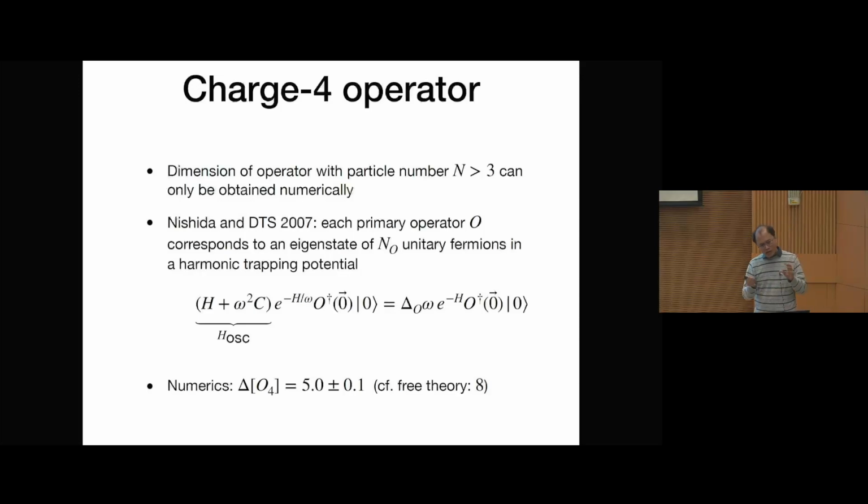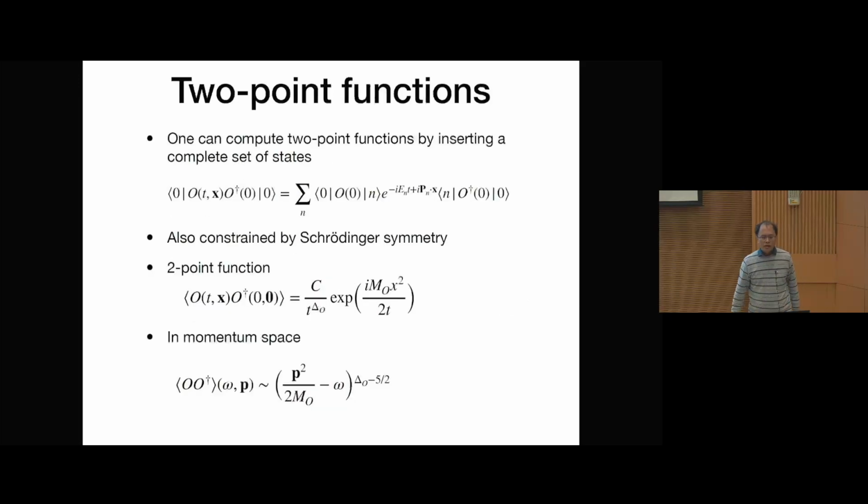So interaction between the particles, being attractive, as a rule reduces the dimension of the operator. The 2-point function can be found. Maybe I will skip this slide. Let me recall that symmetry requires the 2-point function to have a certain form, and in momentum space, it can be thought of as some fractional power of the propagator of a single particle. That's a requirement of the Schrödinger symmetry.